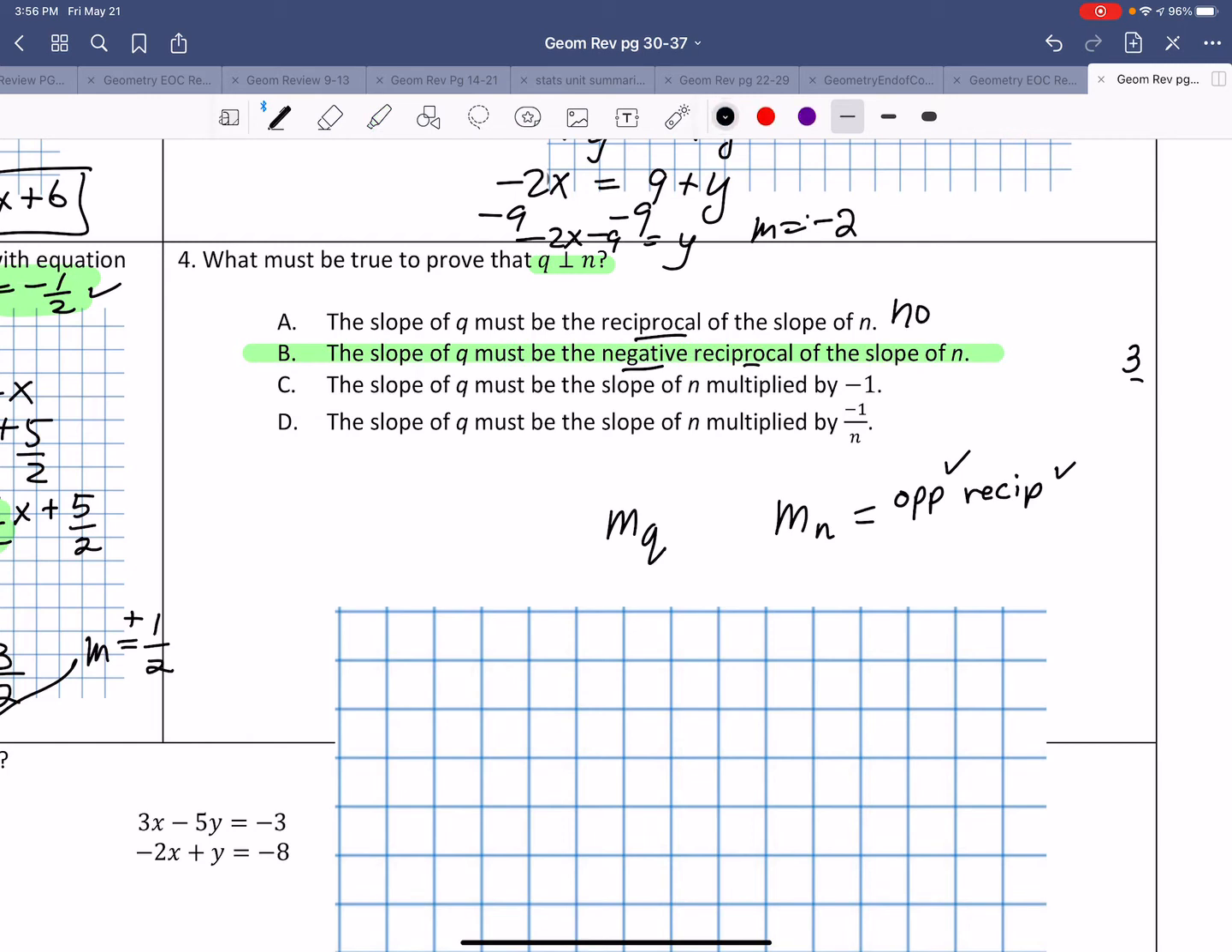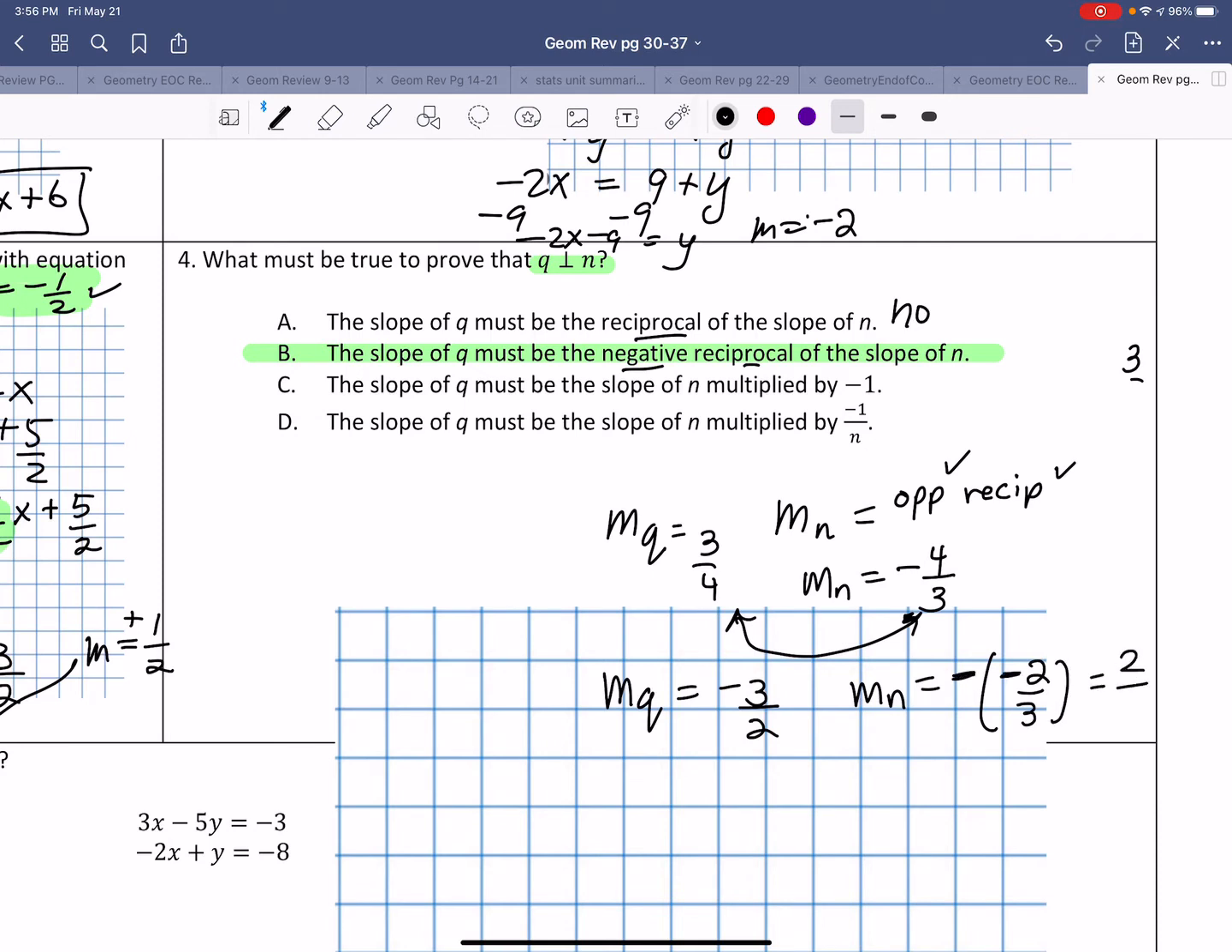So let's play that out. If the slope, let's say, was a positive number, let's say 3/4, and the slope of the other one is the negative reciprocal, notice that would work. So you might be thinking, well, would that work though if I already had a negative? Let's say my slope was negative 3/2. And if I do the negative reciprocal, this would be a negative times a negative is a positive. So that would work.